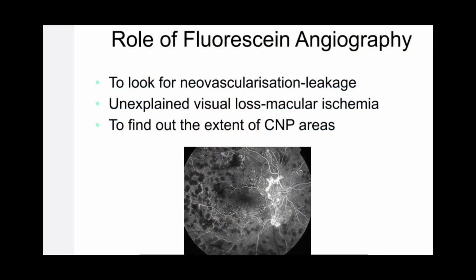Coming to management. So let's see the role of fluorescein angiogram in diagnosis of diabetic retinopathy. Suppose a patient is coming with vision loss and on examination we feel that there is severe NPDR. Now we have to look for any subtle neovascularization anywhere in the retina. Fluorescein angiogram will help. This will help to find out any leaking neovascularization anywhere in the retina.